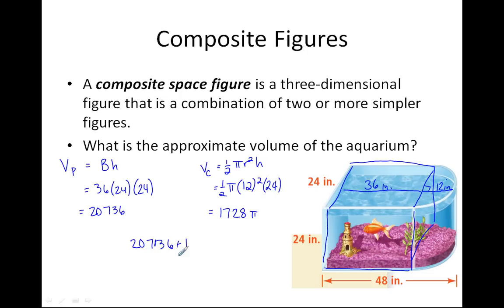The volume of the whole thing is those two added together, so 20,736 plus 1,728 pi. If I round that to the nearest hundredth, I get 26,164.67. My units were inches, so I have cubic inches.